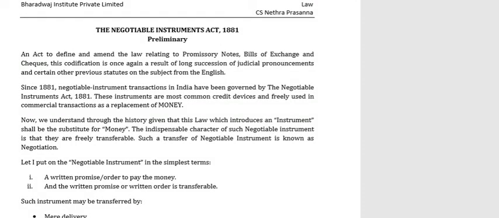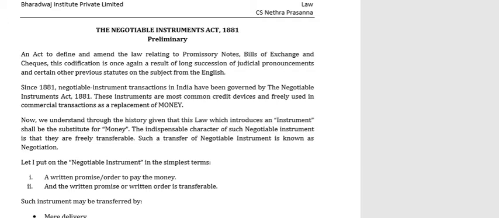Good day, friends. Let's move on with the next topic, which will be on the Negotiable Instruments Act 1881. The Negotiable Instruments Act came into force on the first day of March 1882. It deals with promissory note, bill of exchange and check.